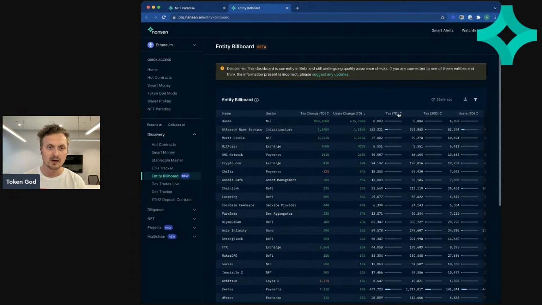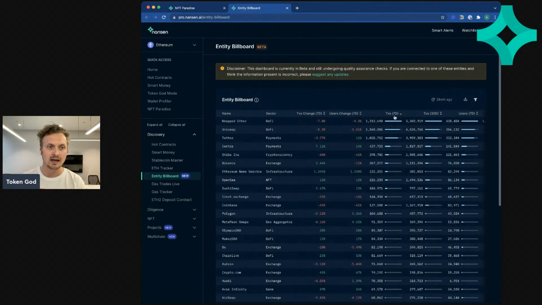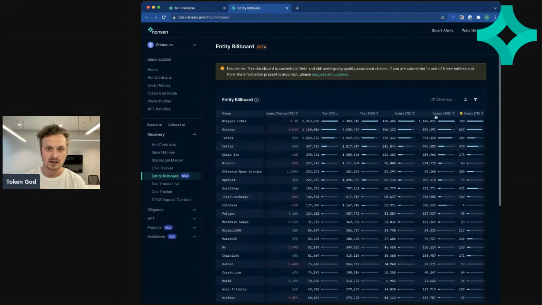And you can also play around with these parameters, right? You can see, hey, what are the top transactions in the last 7 days or 30 days? And also, 1.3 million transactions here. You see it like for wrapped Ether, Uniswap, Tether, Center, which is USDC. SHIB has 1.5 million transactions in the last 30 days. And you can also see how many users.